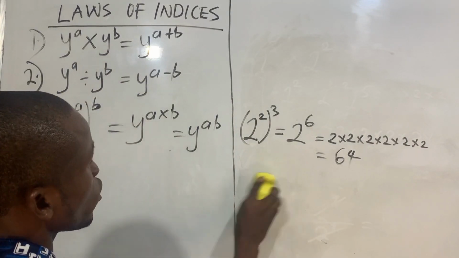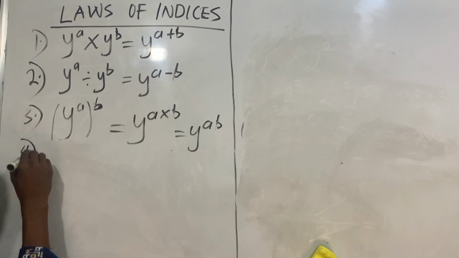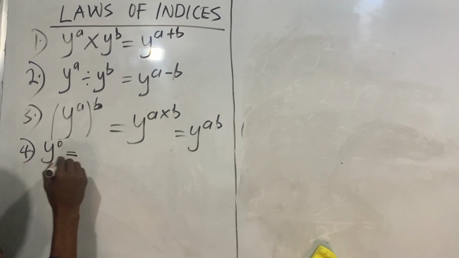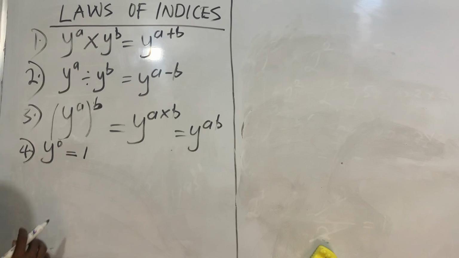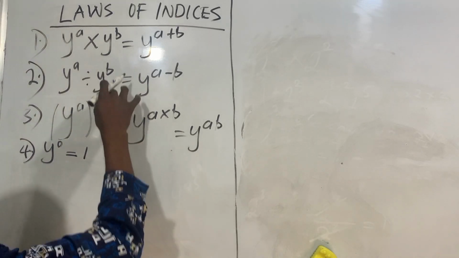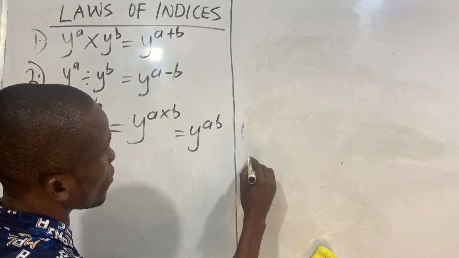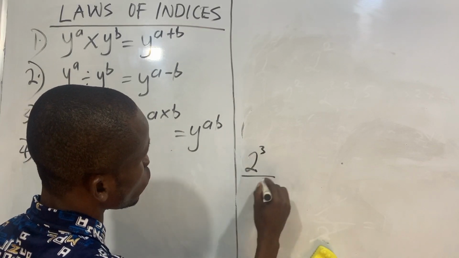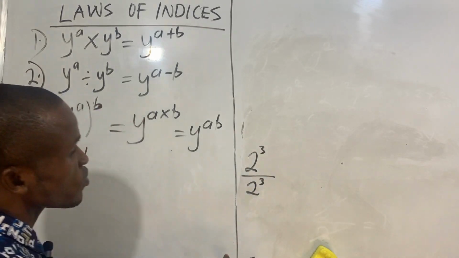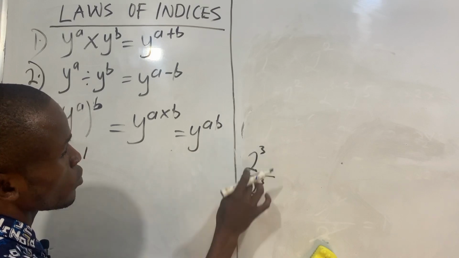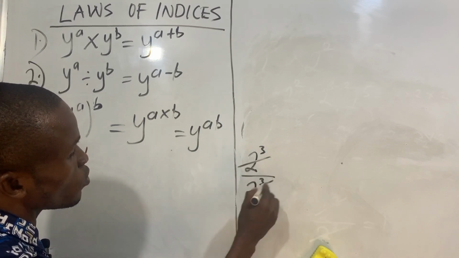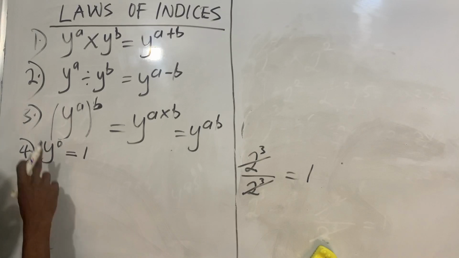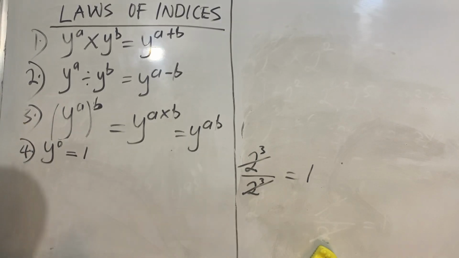Alright. The next law is the zero index. If we have y to the power of 0, this implies that it equals 1. We can prove this from the division law. If we have, for example, 2 to the power of 3 divided by 2 to the power of 3, now since this is the same, this can cancel this, and that equals 1. So this proves that any number to the power of 0 equals 1.